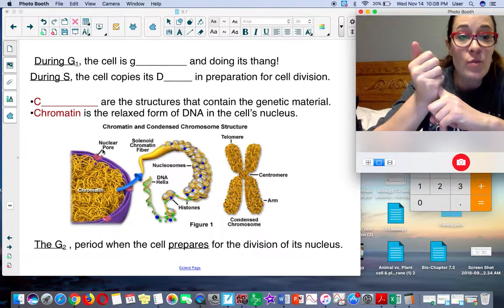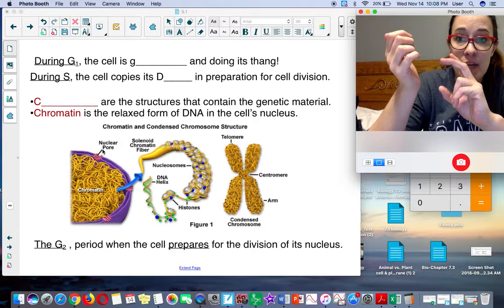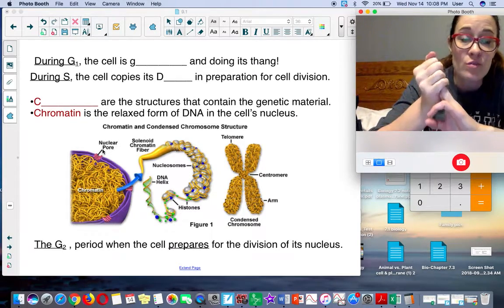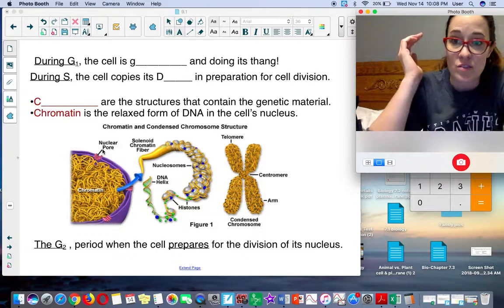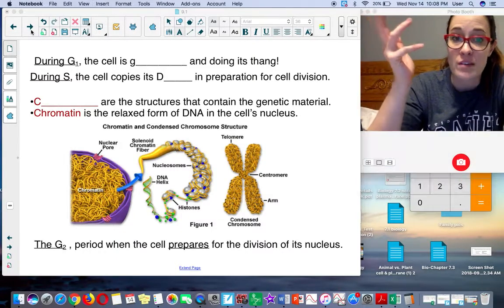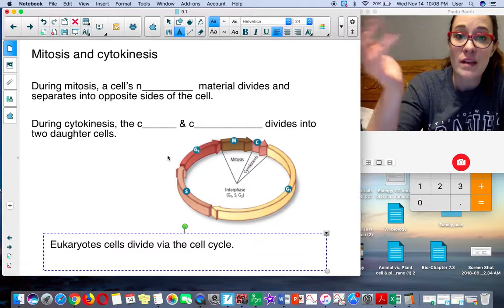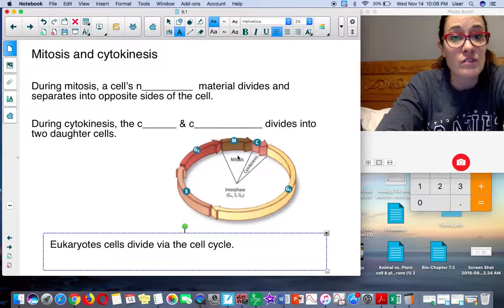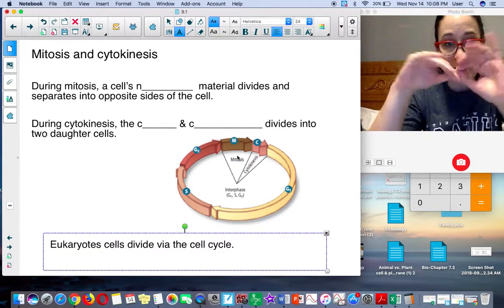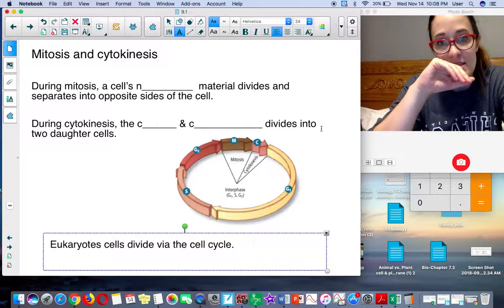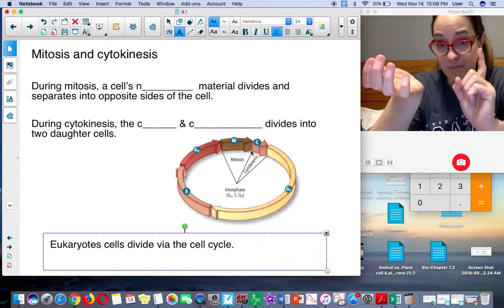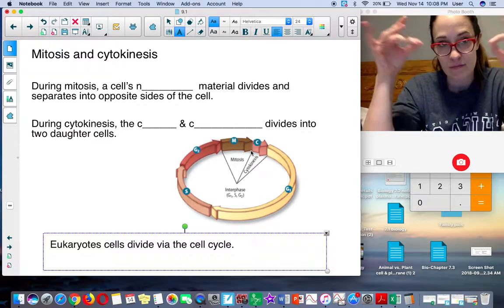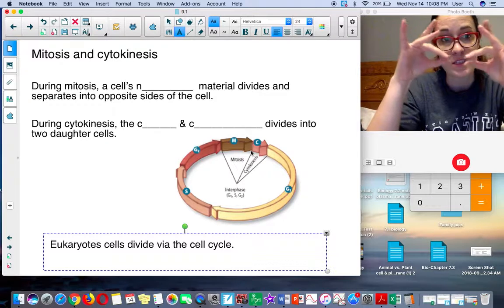So we have G1 getting bigger, S replicating DNA in the organelles, and G2, what's happening is the cell's just waiting, preparing for mitosis. Mitosis, we can see right here, it's the cell's nuclear material dividing within the nucleus and separating. Cytokinesis is specifically the division of the cell itself, the pinching off of the cells, and the division of the cytoplasm.